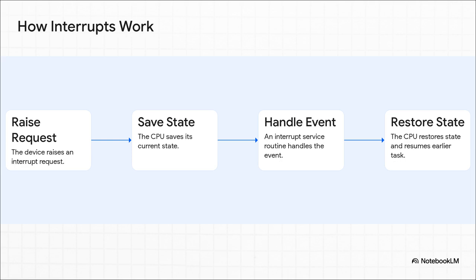Interrupts, though, that's a significantly more complex sequence. Out of nowhere, a device raises an interrupt request. Suddenly, the CPU has to scramble to save its current state so it doesn't lose its place. Then, an interrupt service routine jumps in to handle the event. And finally, the CPU has to restore its state and resume its earlier task. As you can see, it's a whole lot of juggling.